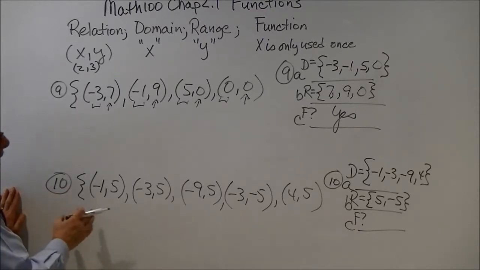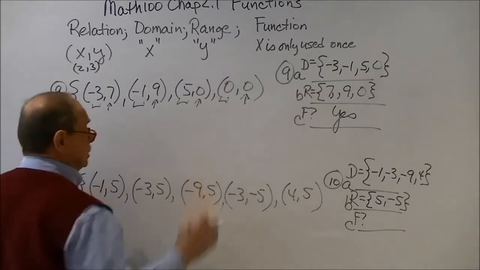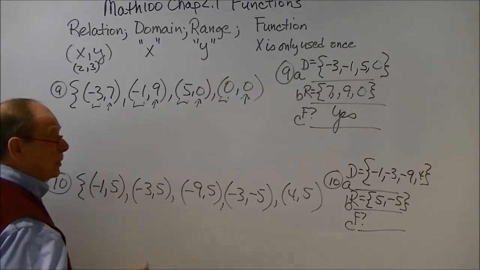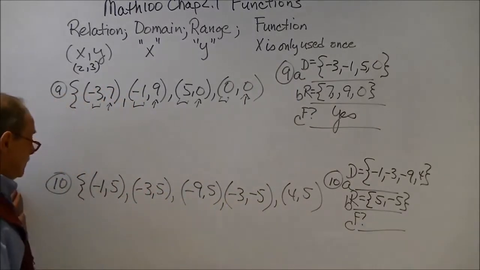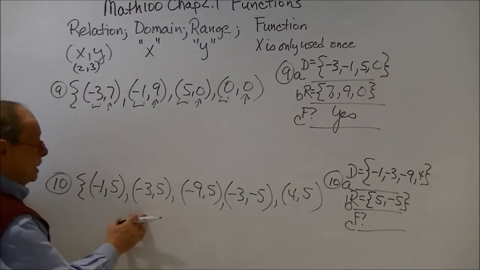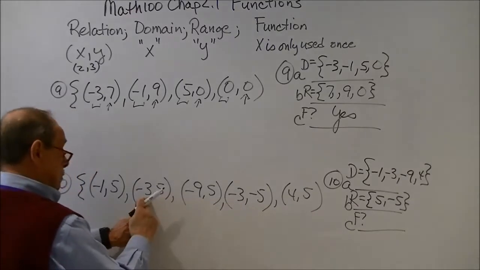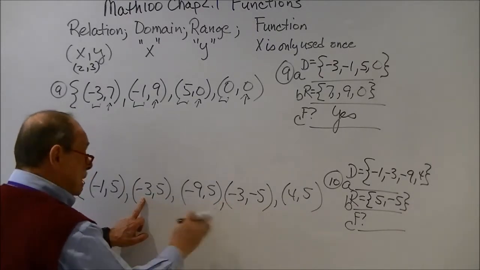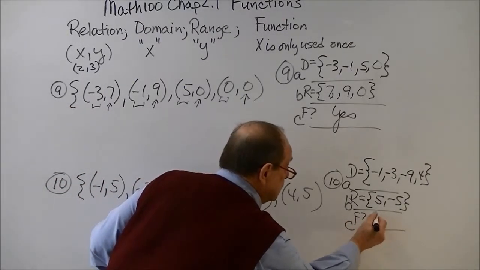Now, for number 10, we're wondering, is this relation a function? Well, remember, in order for it to be a function, the x is only used once. So we noted here that x was used twice. It's used once there and once there, twice. So this is not a function.